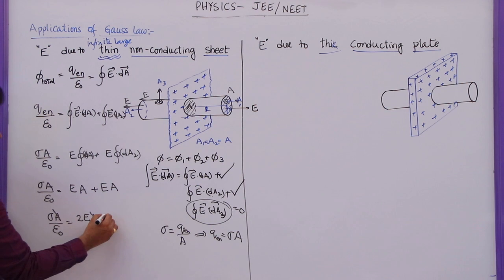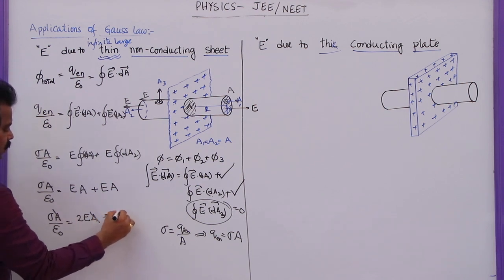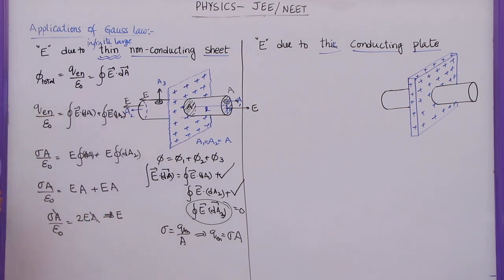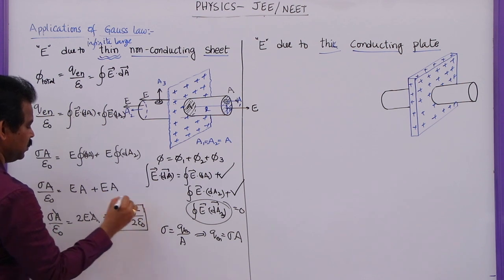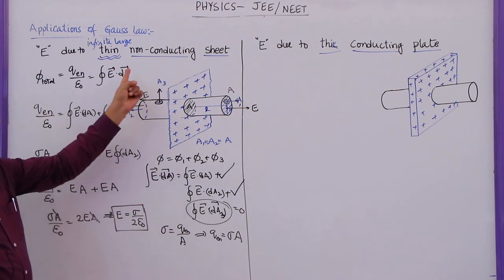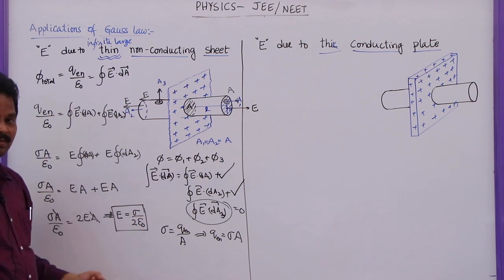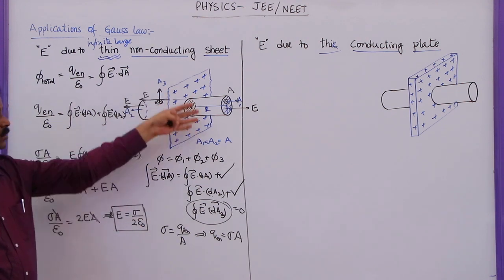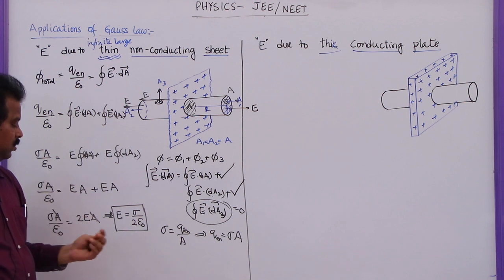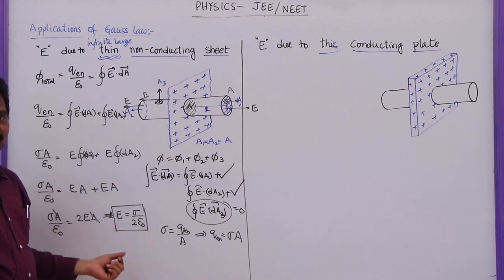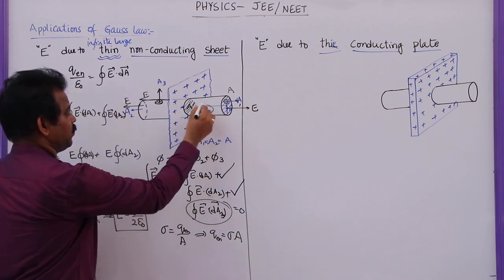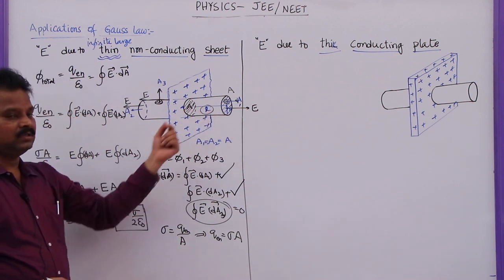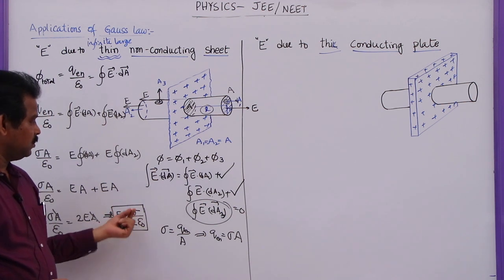So A and A get cancelled. From this we can write that the electric field due to a thin non-conducting sheet is given by sigma by 2 epsilon naught. So this is the expression for the electric field due to a non-conducting sheet. If we observe this formula, sigma is the surface charge density on this thin non-conducting sheet, and 2 and epsilon naught are constants. So it depends only on sigma but not on the distance L. Here I did not consider this L. So it does not depend on L.